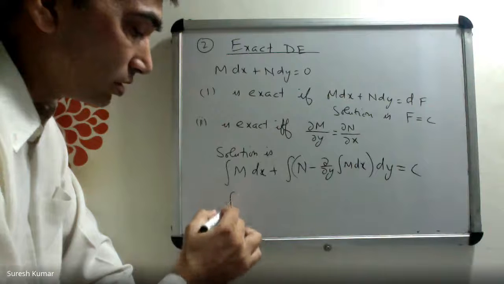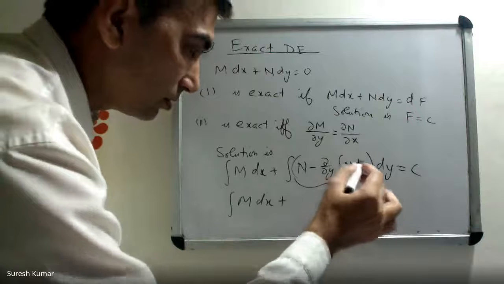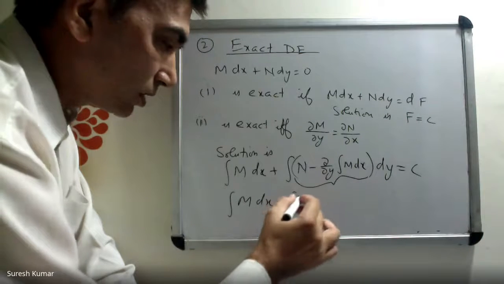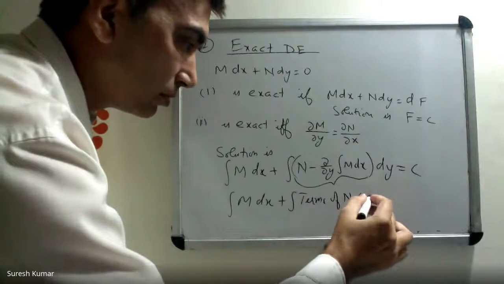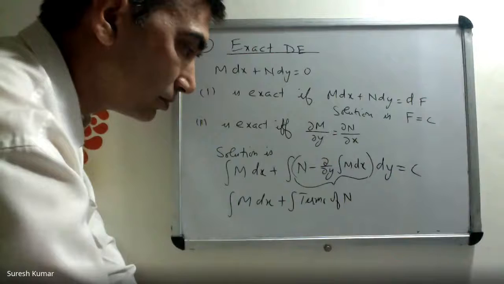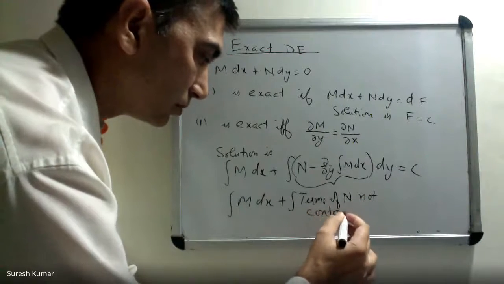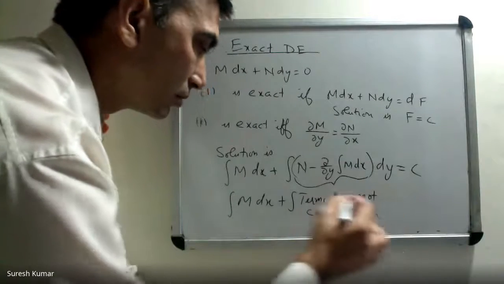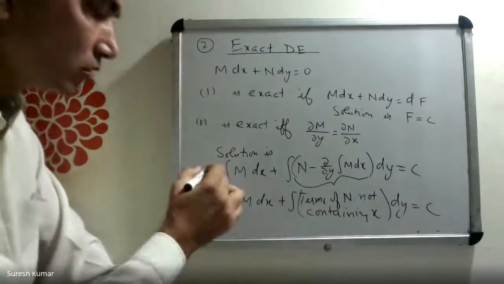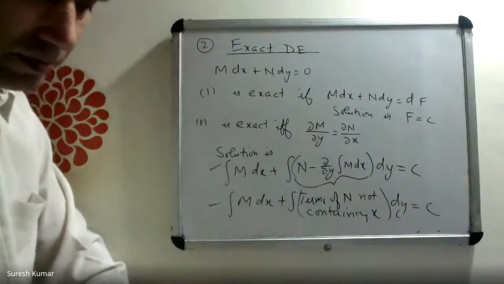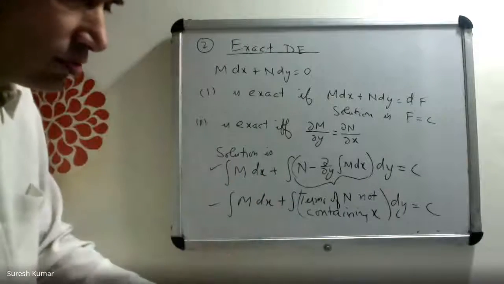Let me tell you a shortcut that may help you while doing the calculations. This thing, when you solve, is same as terms of N not containing x, dy equal to c. You can use this formula or this formula. Both are same. So once you see that the differential equation is exact, you can directly use this formula to write the solution.